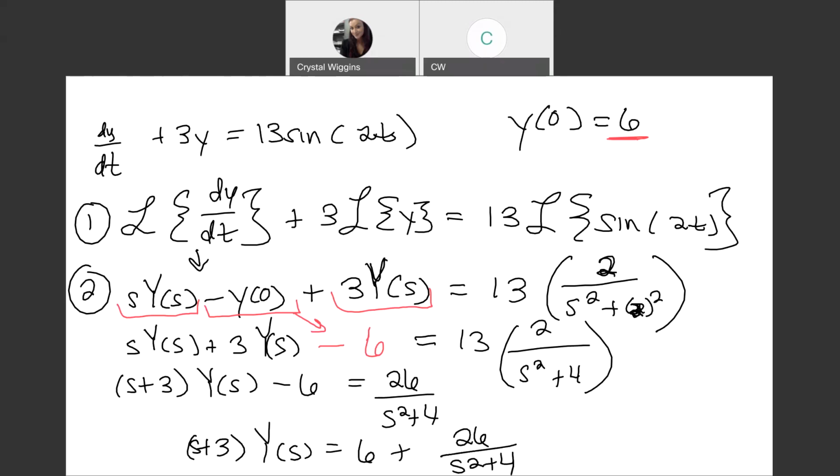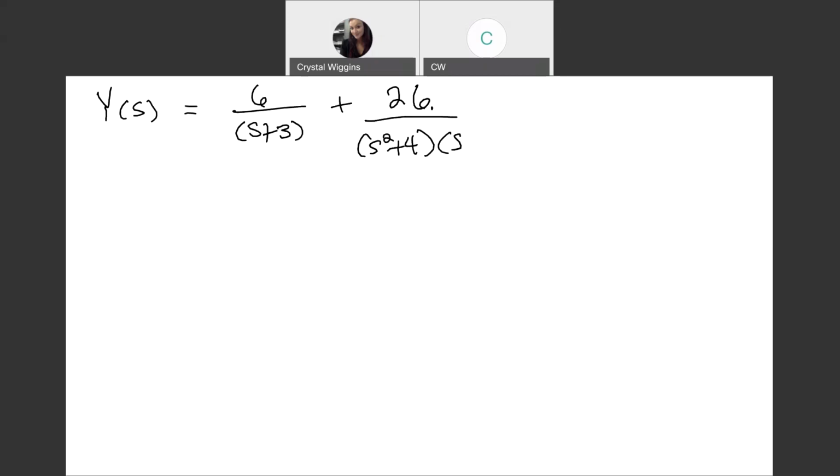And now what we want to do is solve for y of s by dividing by that binomial s plus 3. So we get the function y of s is equal to 6 over s plus 3 plus 26 over s squared plus 4 times s plus 3. That joins the other denominator.